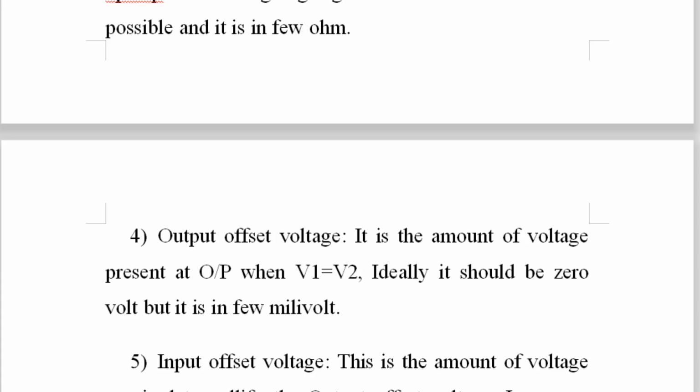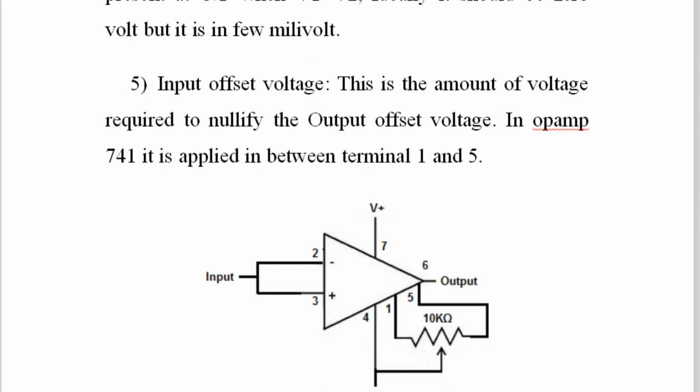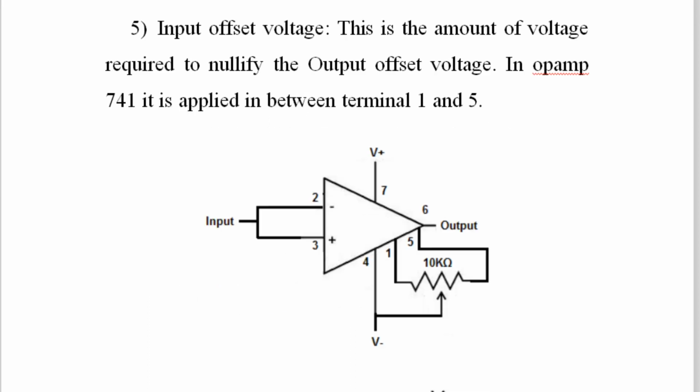Then what is the input offset voltage? The output offset is the amount of voltage present at the output when both inputs are the same. Input offset voltage is the amount of voltage required to nullify that voltage. We want to make it 0. So what we do is keep the inputs at the same voltage or ground, and connect one resistor of 10 kilo ohm between pin number 1 and 5 of the op-amp 741.